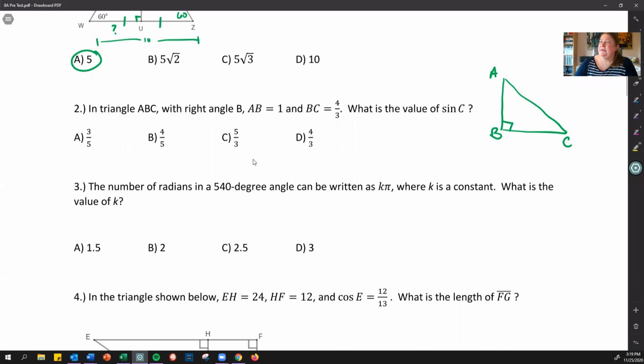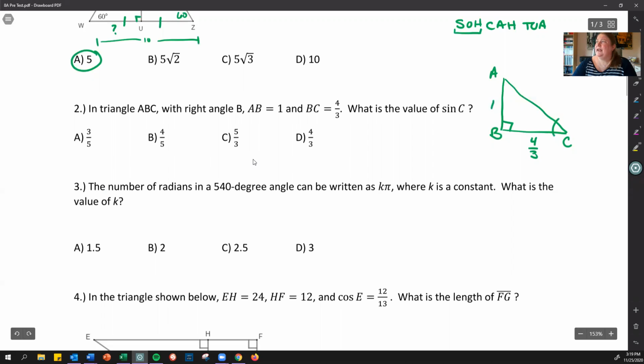All right, now it says AB equals 1. That would be here. BC equals 4/3. And the question is, what is the sine of C? Well, if we remember from SOHCAHTOA, this is the mnemonic that helps you remember the formulas for sine, cosine, and tangent. I'm interested in sine. Oh, and I put an A where I should have put an H. So let me make sure I fix that.